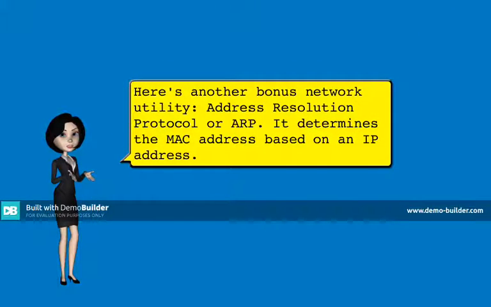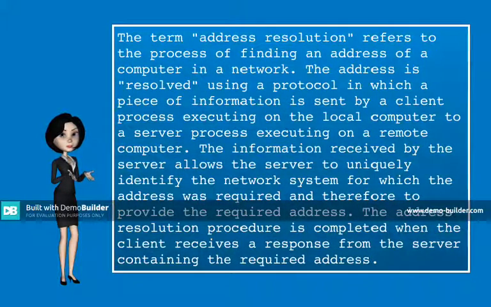Here's another bonus network utility: Address Resolution Protocol, or ARP. It determines the MAC address based on an IP address. The term address resolution refers to the process of finding an address of a computer in a network. The address is resolved using a protocol in which a piece of information is sent by a client process executing on the local computer to a server process executing on a remote computer. The information received by the server allows the server to uniquely identify the network system for which the address was required and therefore to provide the required address. The address resolution procedure is completed when the client receives a response from the server containing the required address.